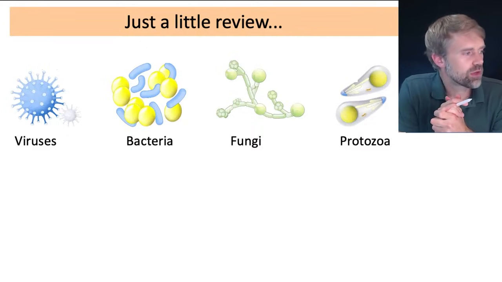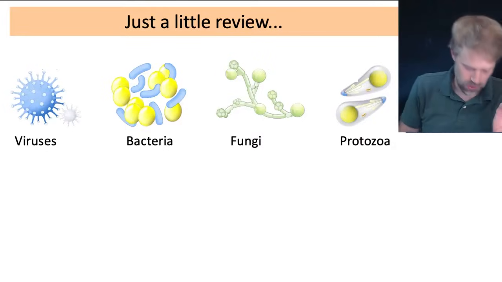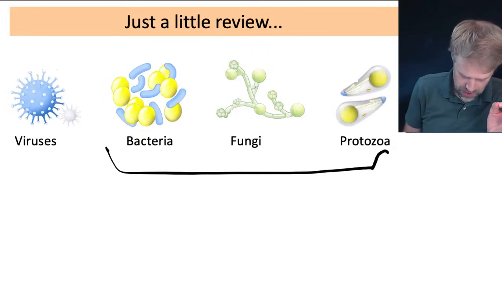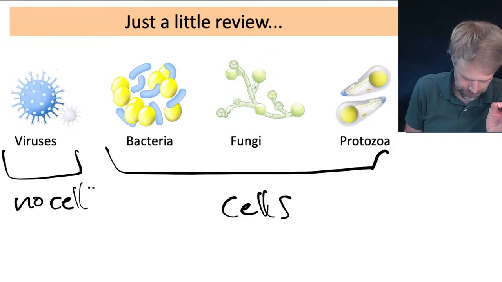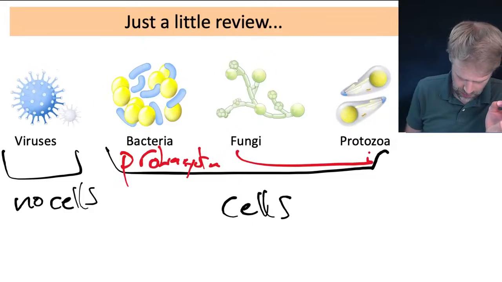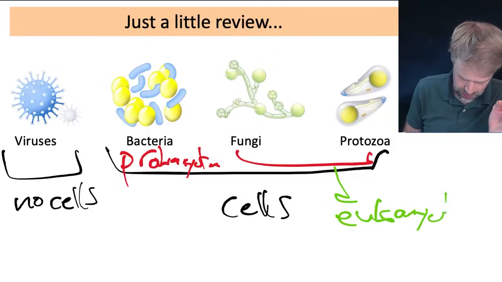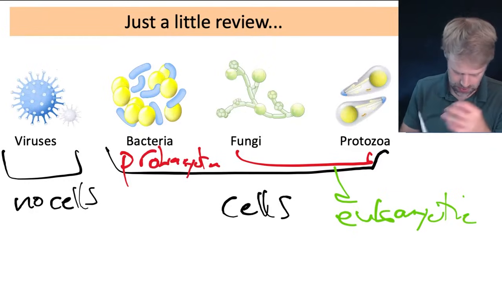So as we said, there are these four types of microbes: viruses, bacteria, fungi, protozoa. Really quick review, right? These three are made of cells. These are not, no cells. Bacteria are prokaryotic cells, without a nucleus, without any real organelles. Fungi and protozoa are eukaryotic cells that do have a nucleus, that do have real organelles.